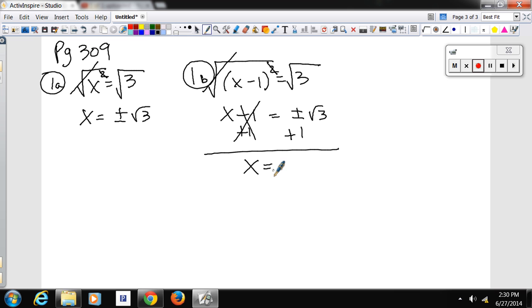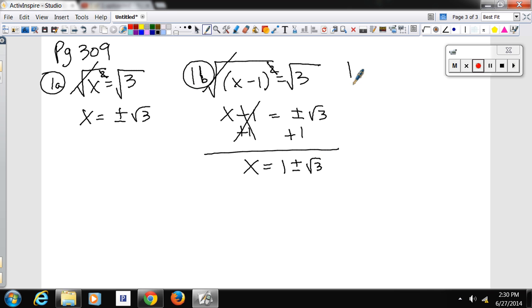X equals. Now, you cannot add the 1 and 3. The 3 is inside of a radical, so that's like a 1.76 something. You have to leave those apart. They're not like terms. So put a 1, put a plus or minus, and then put a radical 3. Always put the whole number in front, put the radical number in the back. There is 1b.